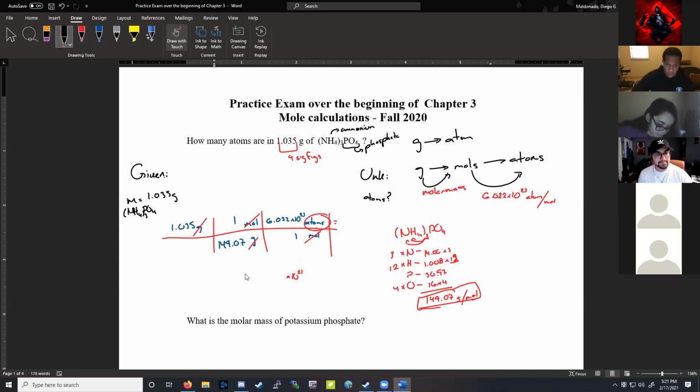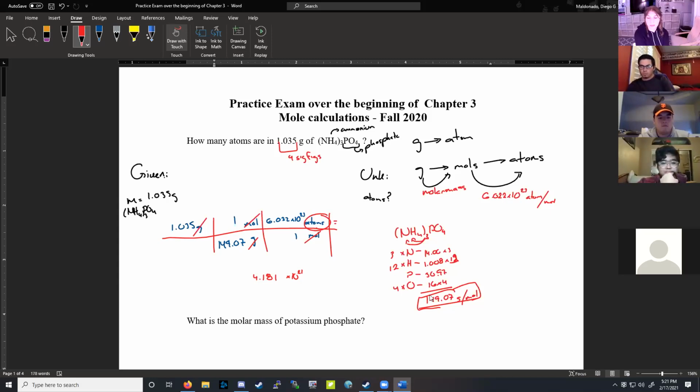Really? Maybe it's a little off, but it's still around there. Again, the molar masses may affect it depending on which number you used here. But yeah, that should be the correct answer: 4.181 times 10 to the 21 atoms. Do I have the correct number of sig figs? Yes, you do.